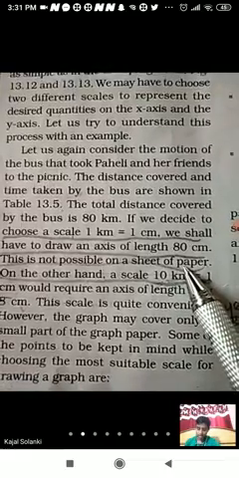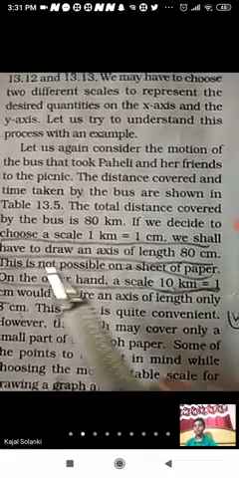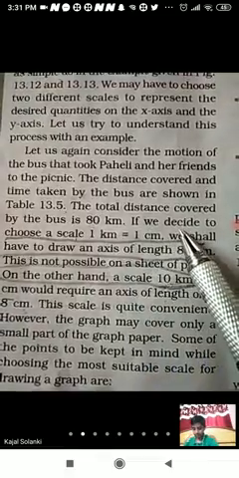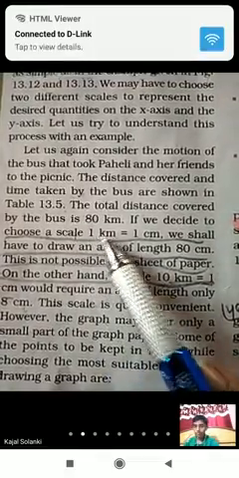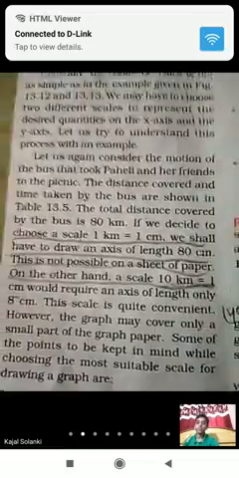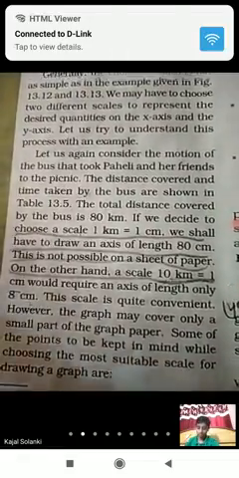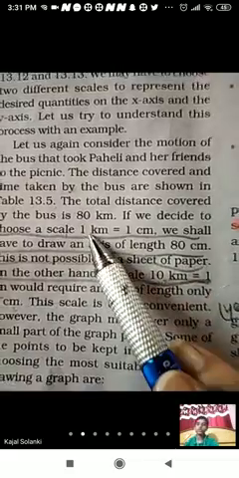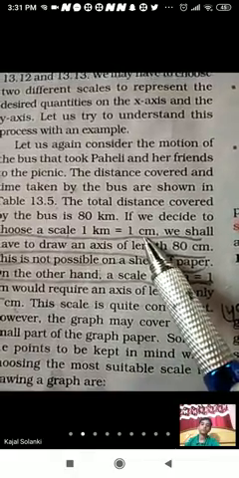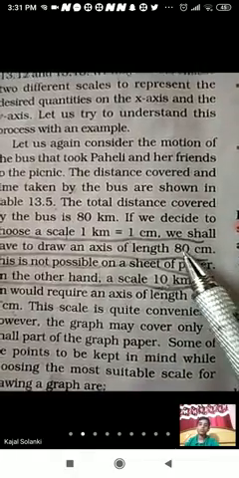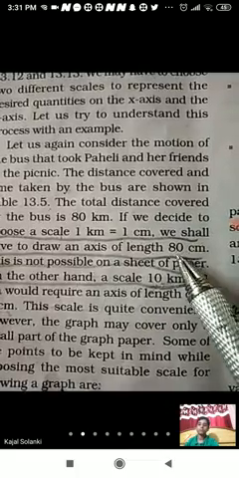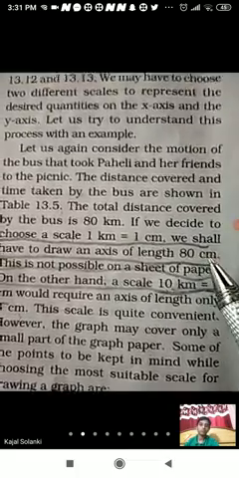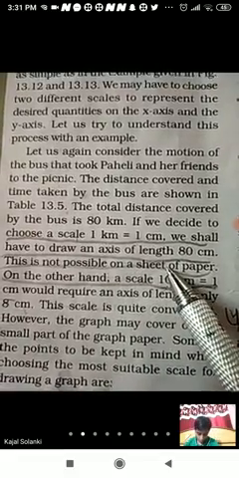Wait, pause. Keshav, wait. Now what is shown here is that if we decide to choose a scale of 1 kilometer equal to 1 centimeter, it means we have to show a total of 80 kilometers, and if for that we take 1 kilometer equal to 1 centimeter, then we need 80 centimeters. We cannot use such a big page for a graph, right? So that is not possible on a sheet of paper.